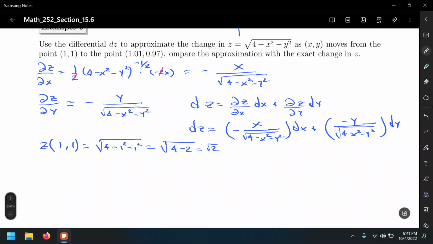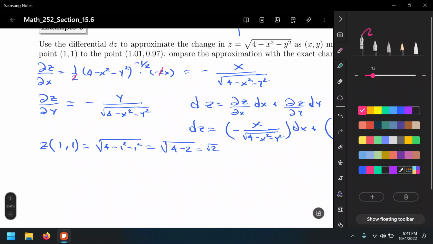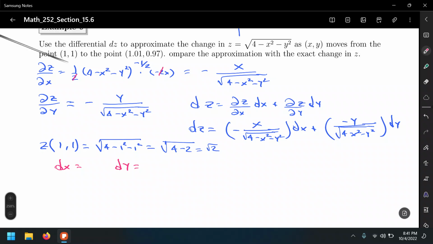In this case, we need to identify dx and dy. So dx equals and dy equals. Notice how we go from the point (1, 1) to (1.01, 0.97). This means that dx, the increment in the x direction, is 0.01. And what would be the increment, or the change, in the y direction?